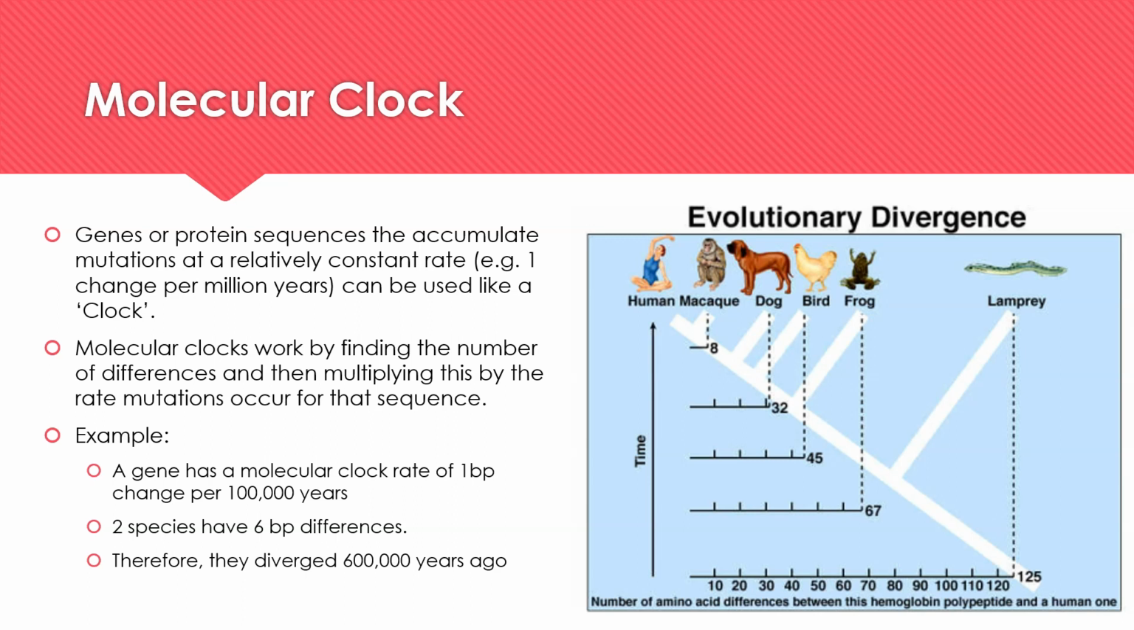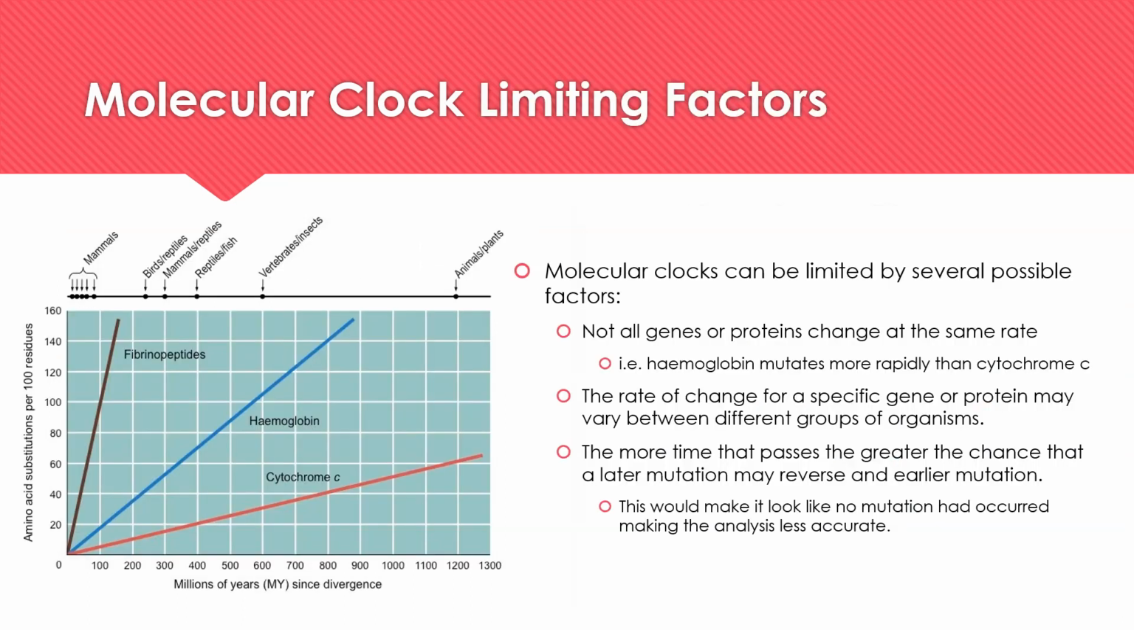If you have a molecular clock rate of 1 base pair change per 100,000 years, then any species where you might have 6 base pairs being different, that would be 6 times 100,000, telling you that they must have diverged 600,000 years ago. So this is a really handy thing you can use to calculate backwards how long ago 2 species may have diverged from each other.